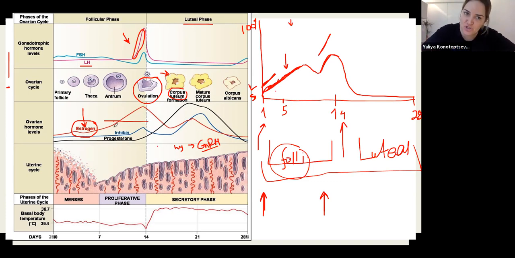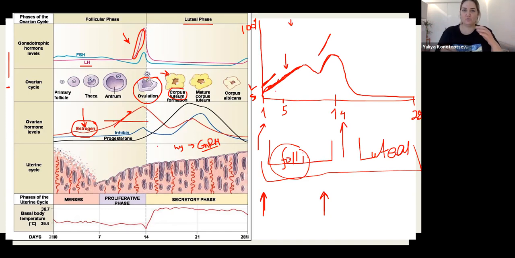So when estrogen is rising, eventually it passes its threshold concentration that creates a response in LH. So that causes the LH surge. If I have an LH surge, I'm going to have ovulation. So do you get it or no?